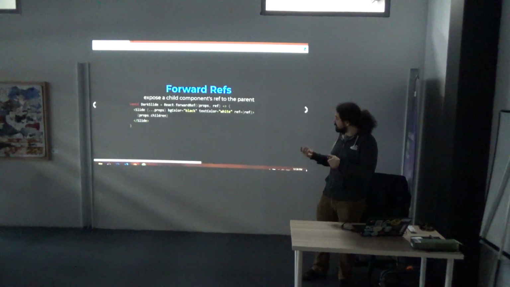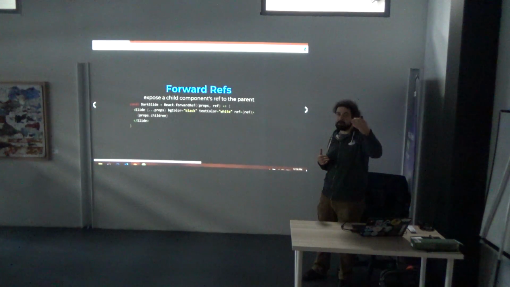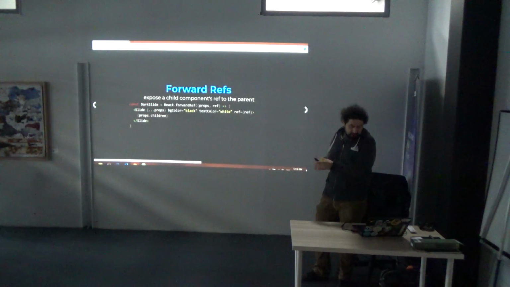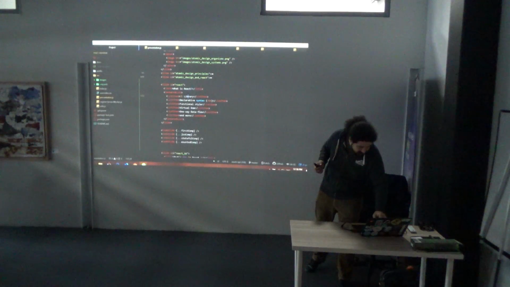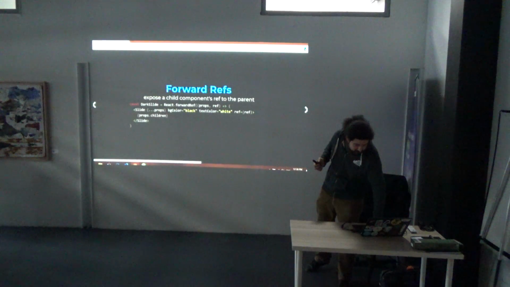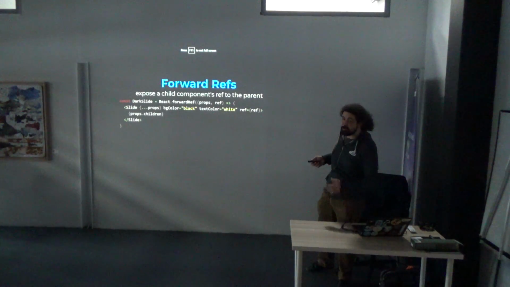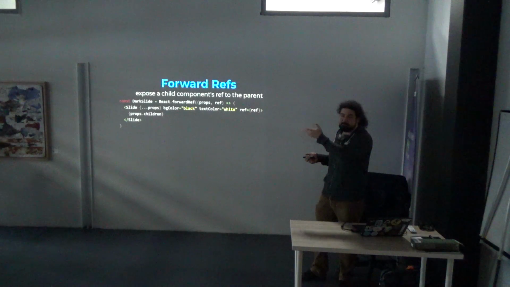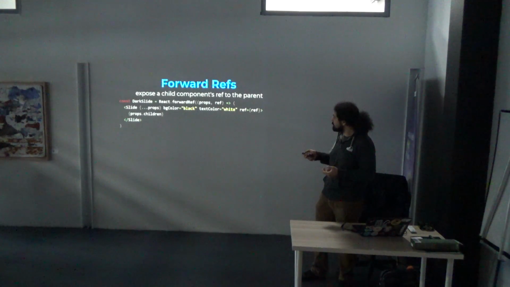So it exposes the child component's ref as the parent's ref. So in this example here, I'm making some dark slide. The slides for this presentation are actually written as React code. So this thing actually runs in the browser, right? So you can have any JavaScript running in this presentation.